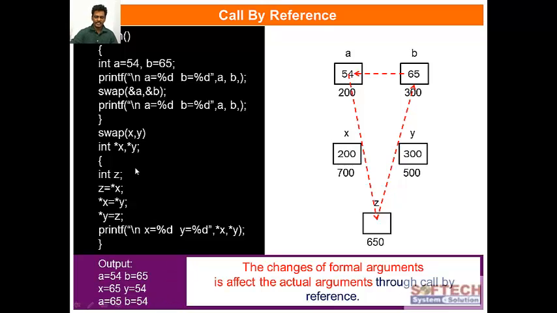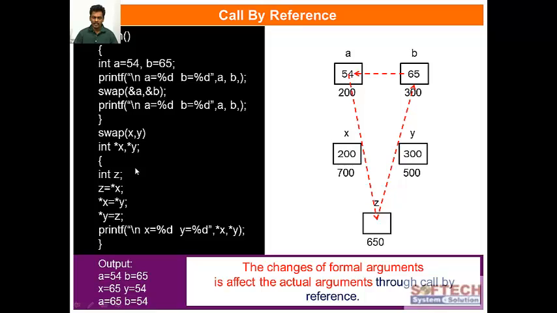So the changes of the formal arguments affect the actual arguments through call by reference only. By the application of pointers, we can change the actual argument value through the formal arguments. In the previous case, call by value, we pass just the value only. If we change the formal arguments, it does not affect the actual argument. The actual argument only affects the formal argument; the formal argument does not affect the actual argument.